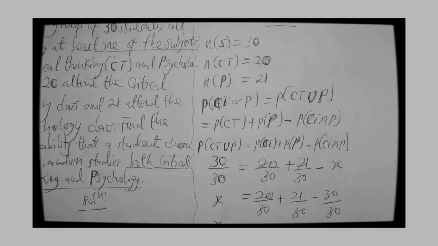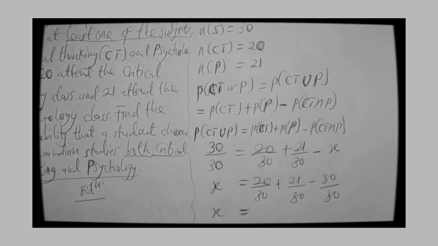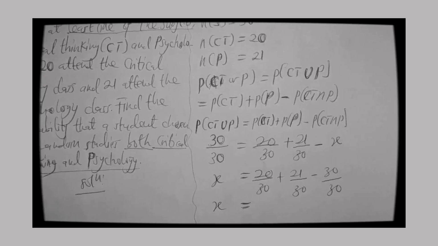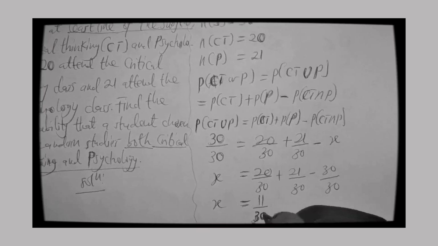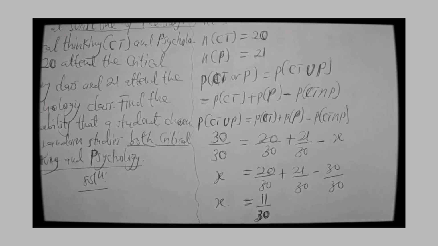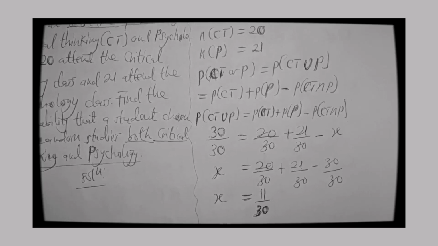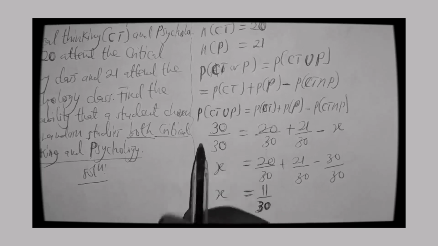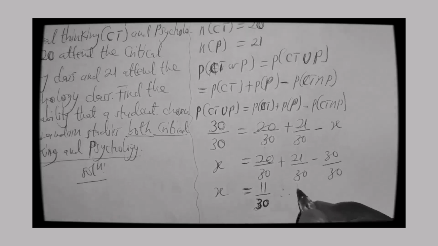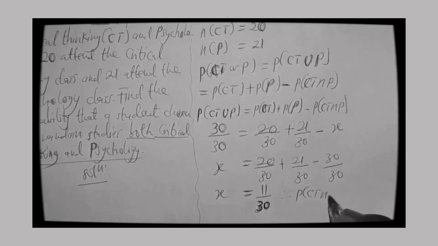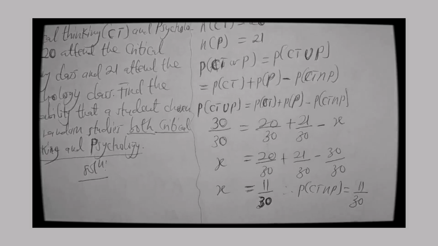I'll make X the subject. So I'll be getting 20 over 30 plus 21 over 30 minus the union over 30. Of course, I've made X the subject, so my final answer is 11 over 30. You can use the calculator to check that it is true. That is rule number 3, the either-or situation, that we have encountered. Once you hear at least, you are thinking of either-or, then you use this approach to expand and get whatever the question requires. So the probability of CT intersection P is equal to 11 over 30.